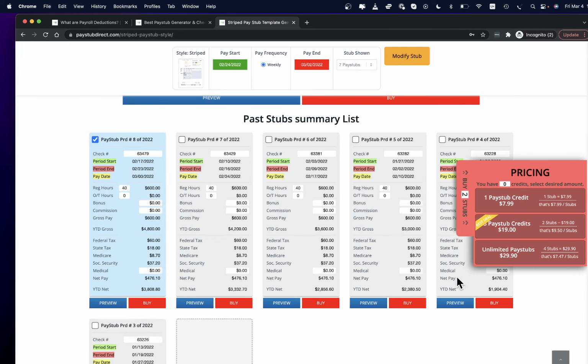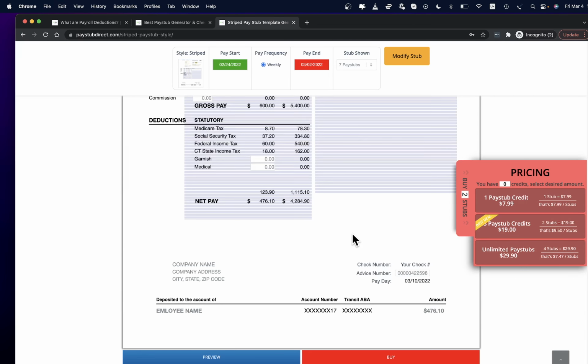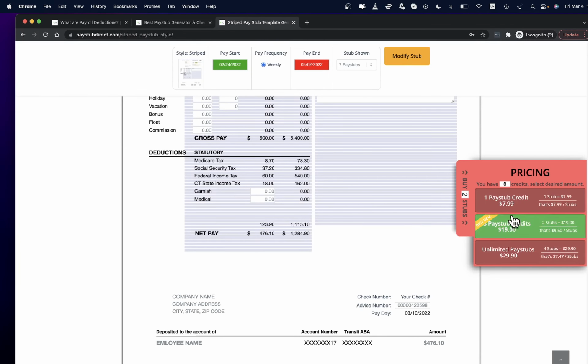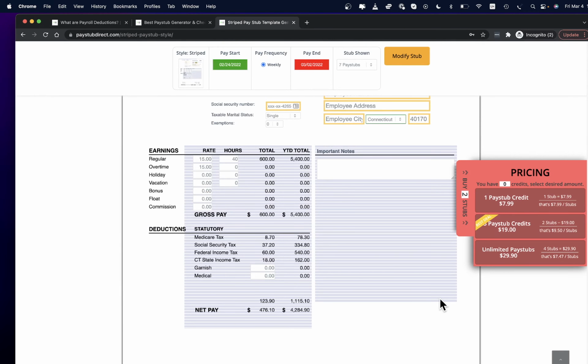But let's say you select, and you simply click buy or buy here, whichever one you want, and you go and you pay for the stubs. You will get these stubs with a preview on them, and then if you want to buy, you have the credits, and you can use the credits to redeem immediately to get those pay stubs into your email.